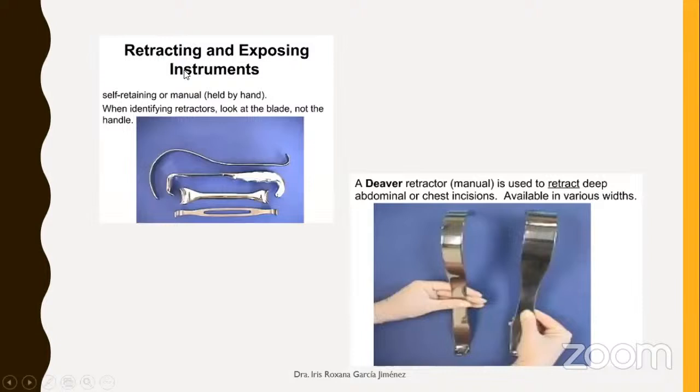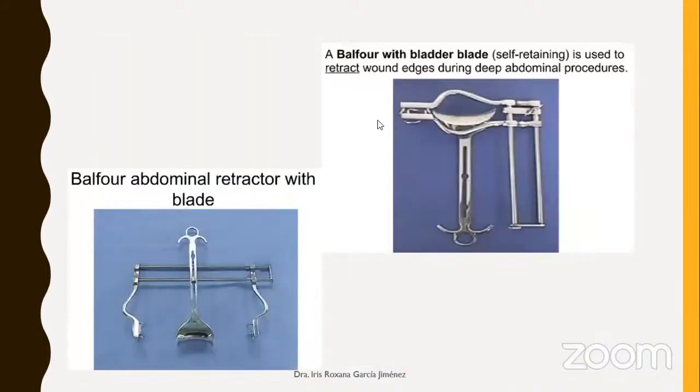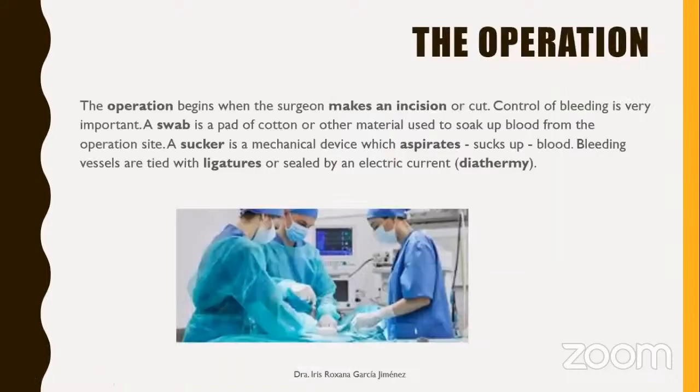Then we have the retracting and exposing instruments. We have the valves, the Deaver, the Perivalve, we will know about. The Deaver is, well, we know it's manual, for opening or retracting deep abdominal or chest incisions, for moving lots of structures, yeah. The valve, it's amazing. It's great to place this in the abdomen and thorax, of course. And now let's go to the operation.